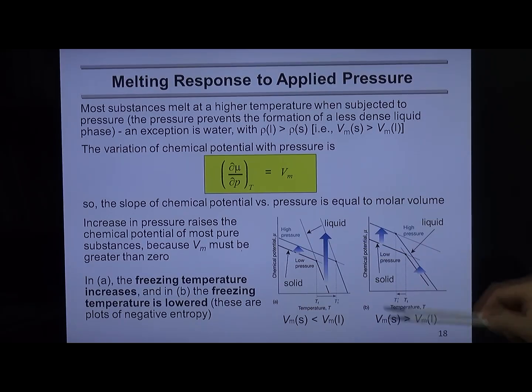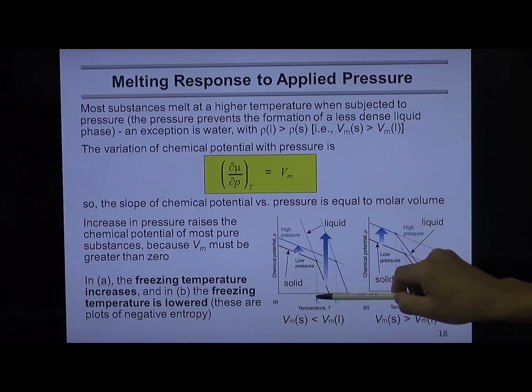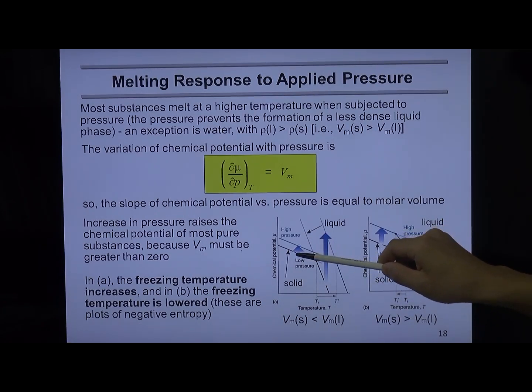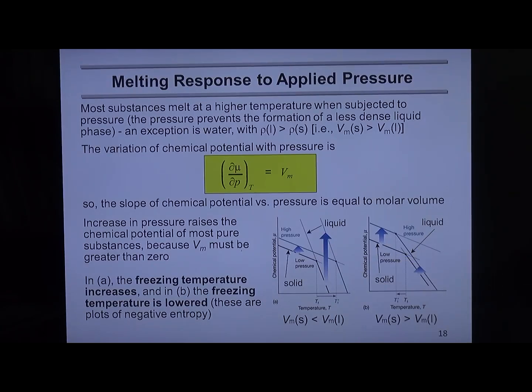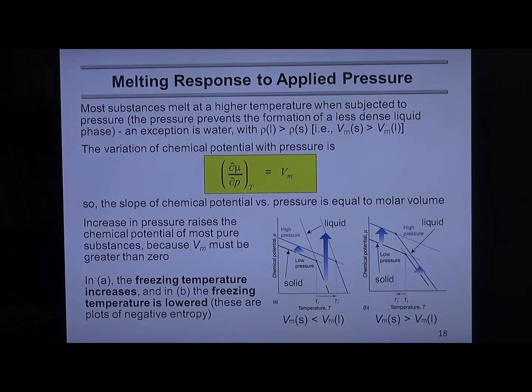And if you recall, the intersection at which the chemical potential of solid and the chemical potential of liquid meet corresponds to the melting point, right? And when we apply pressure, since the chemical potential increases from here to here, the melting point moves from here to here, right? Melting point increased, okay? When the molar volume of liquid is larger than the molar volume of solid, the melting point increases as we increase the pressure, okay?